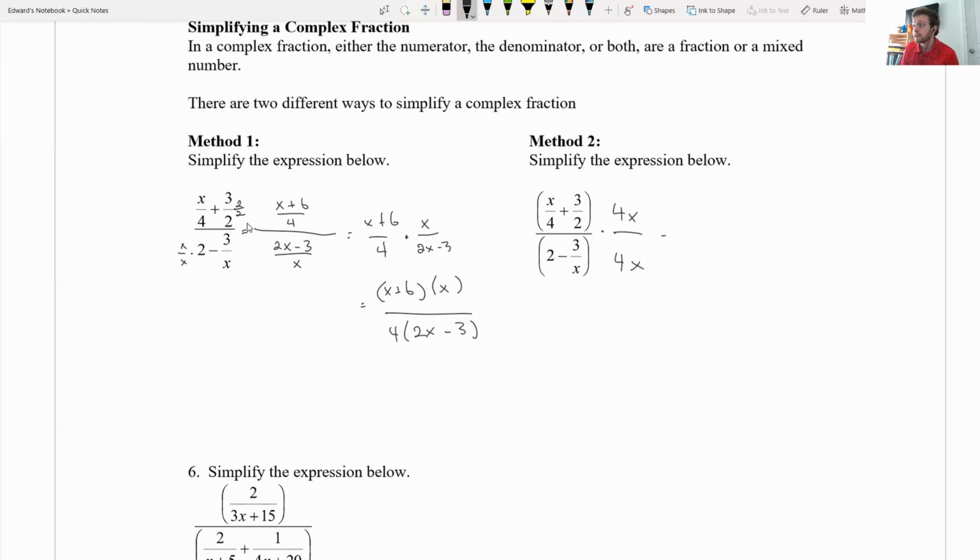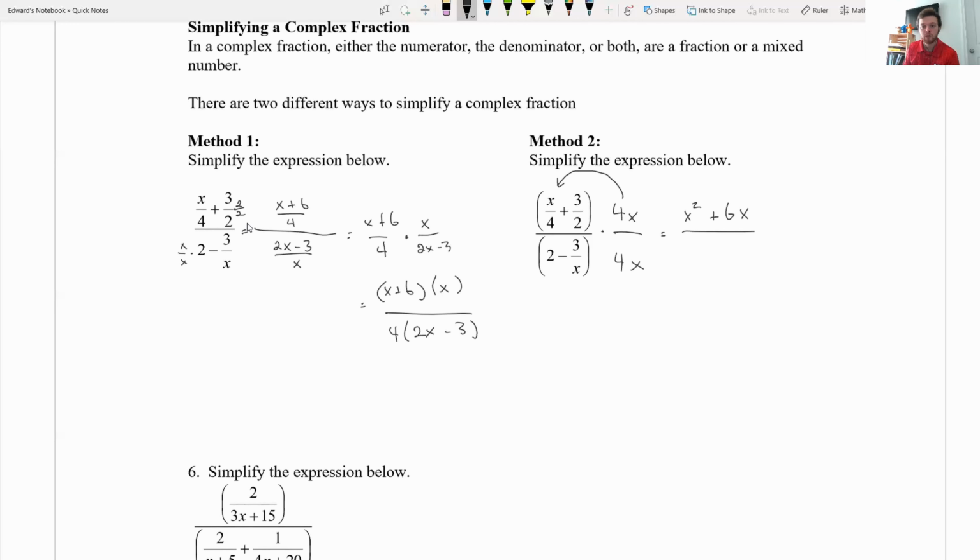Let's see what happens. What's 4x times x divided by 4? I think that's an x squared. I agree. Cool. All right. What's 4x times 3 halves? I think that's a 6x. It's a 6x because the 4 and the 2 are going to turn into a 2 times 3 is 6x. And you said positive 6x. Wonderful.